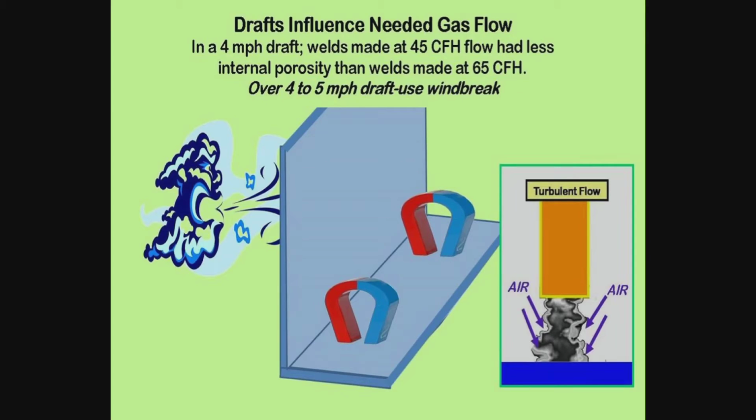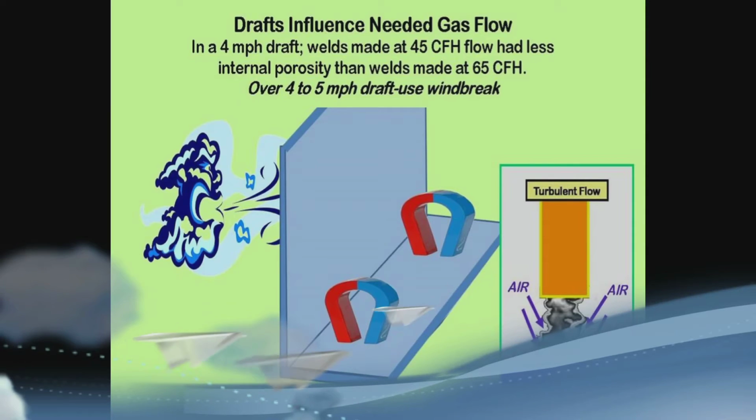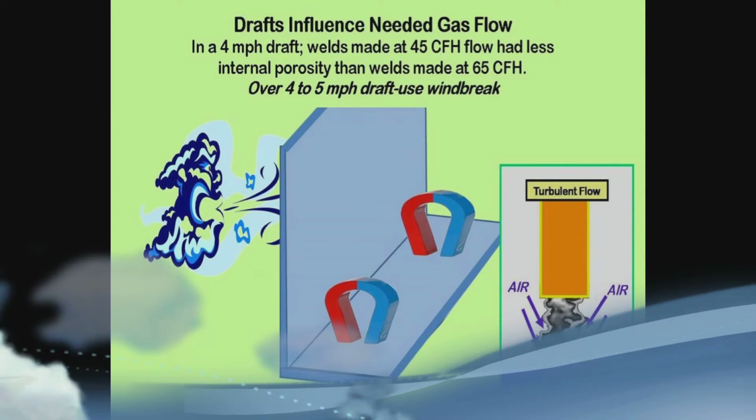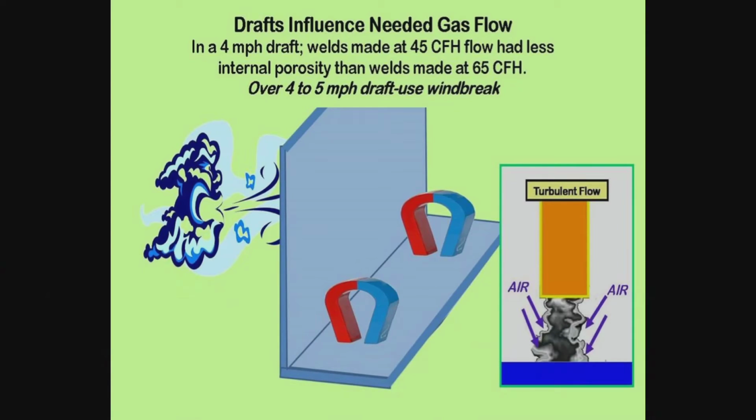Second, there's a maximum usable flow rate before it becomes excessive and makes shielding worse by pulling in air. Flow can be increased to help counter drafts, but tests show in a 4-mile-an-hour draft, 45 CFH produced less internal porosity than 65 CFH. Excess flow creates turbulence that pulls in air, reducing shielding quality. Beyond 4 to 5 mile-an-hour drafts, use a windbreak.